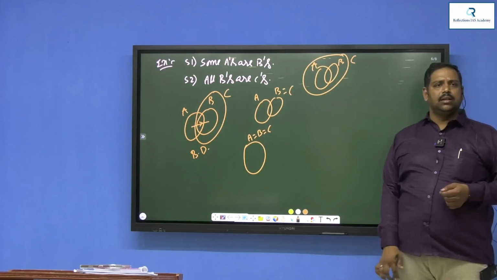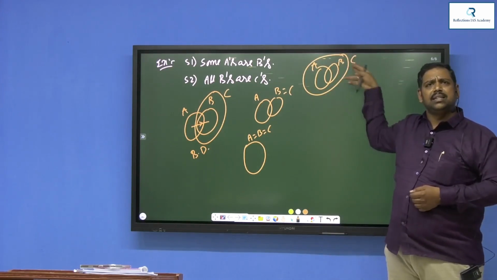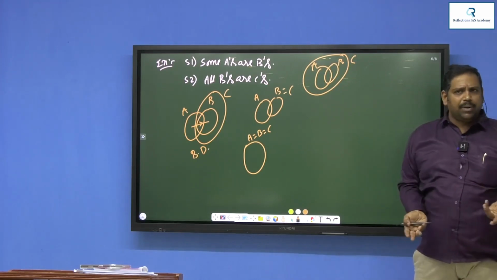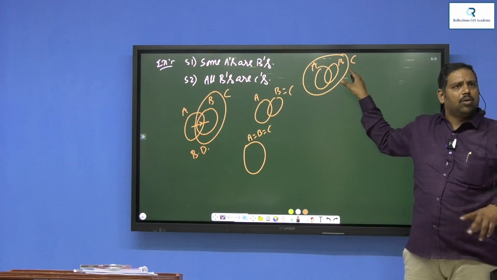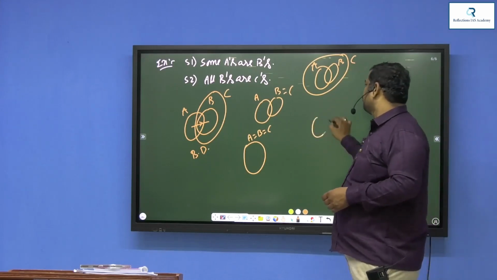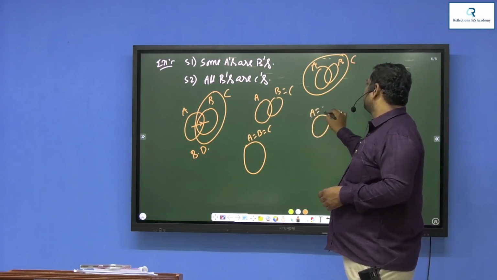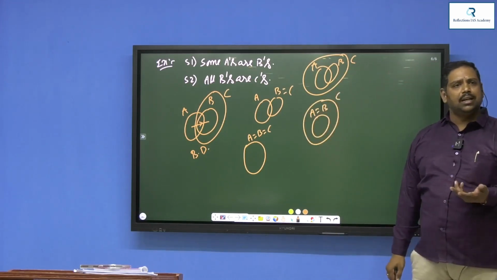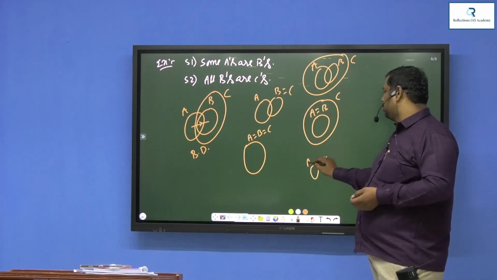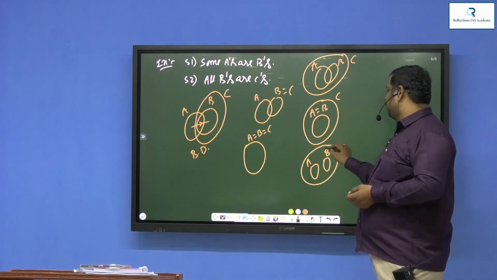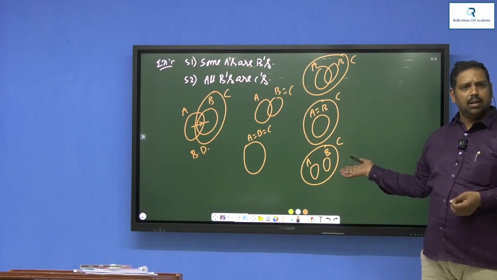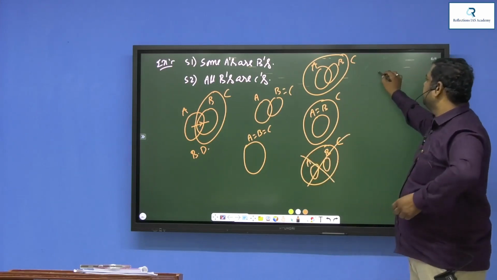Is this a possibility? Some A's are B's, all B's are C's. Extra, all A's are also C's. That can happen, cannot happen, yes or no? Is it a possibility or not? Yes, it is. Okay. What about this? Some A's are B's, all B's are C's. What about this? No. Why? Because, sir, where some A's are B's, sir? Okay, this is not a possibility.